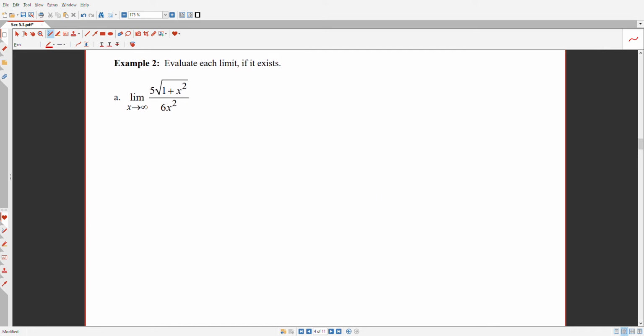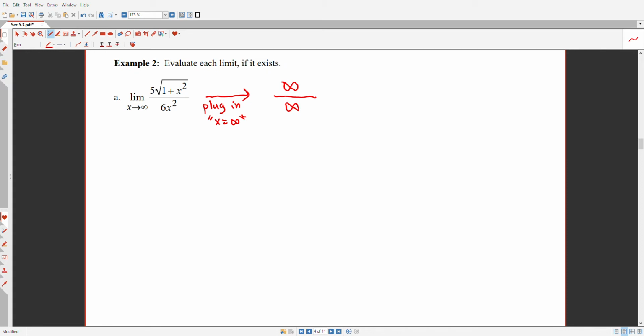This one we could actually do without L'Hopital's rule, but I do want to do it with L'Hopital's rule. Let's plug in, and I'll put it in quotes, x equals infinity. Well, if x is getting really, really big or really, really negative, the numerator has an x squared that becomes really, really positive. Then we have the square root of 1 plus a really big number. That's really big. Then we multiply it by 5, so this is really big. So as x goes to positive or negative infinity, the numerator goes to positive infinity. The denominator, as x goes to positive or negative infinity, goes to positive infinity too.